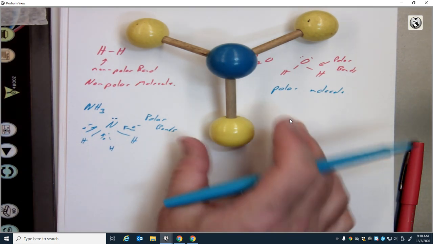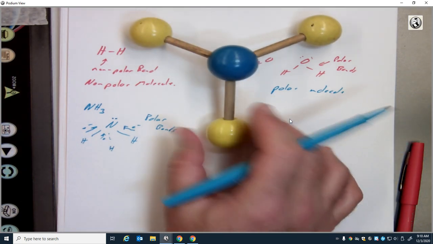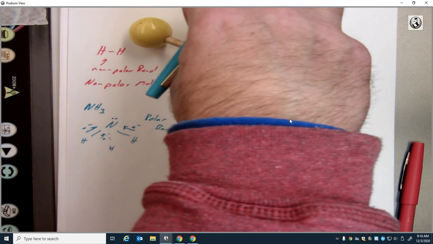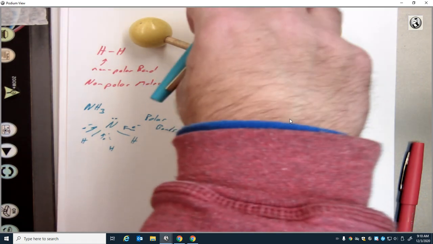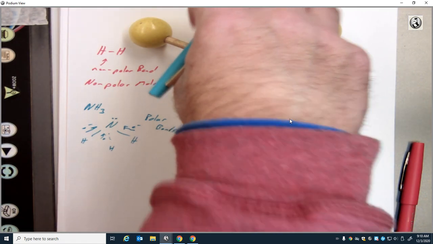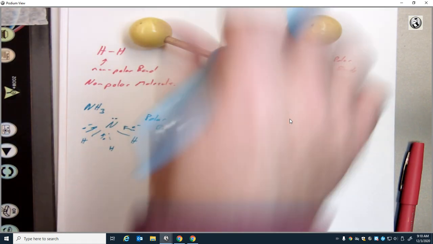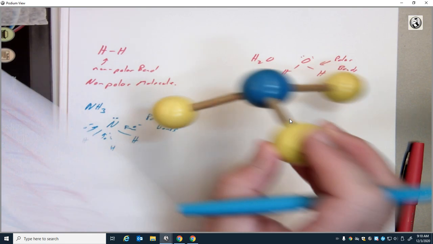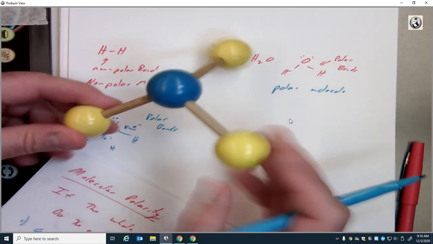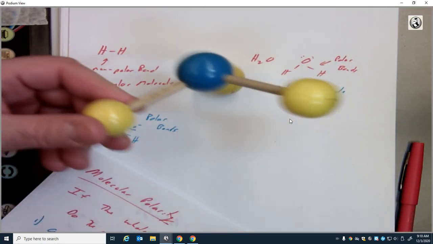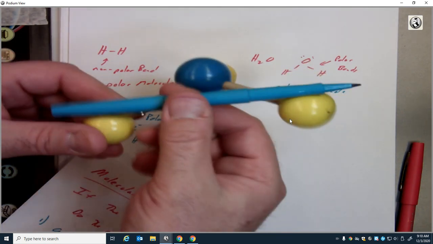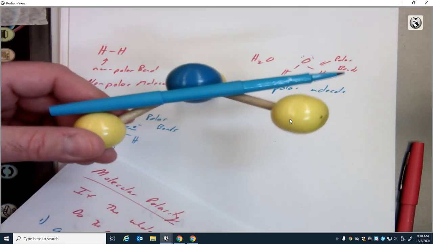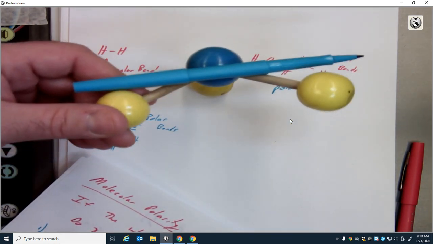Well, this molecule has these two extra electrons sitting right up here. We have these two extra electrons, right? And those electrons push or repel these other bonds. So now this becomes asymmetric, and it's kind of hard to see, but I'm going to see if I can. What if we cut it here? Can you see?